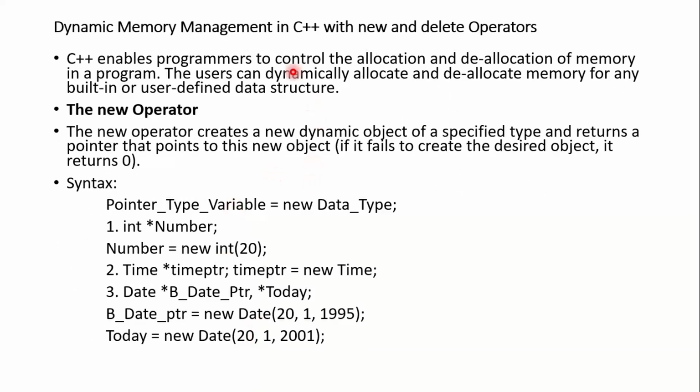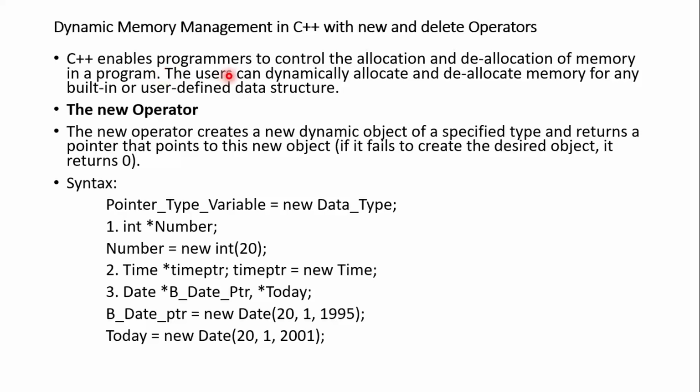Next. In C++, how are you going to manage the dynamic memory? How are you going to allocate memory dynamically in C++ with the new and delete operators? We will discuss what these new and delete operators are. C++ enables programmers to control the allocation and deallocation of memory in a program. This language allows us to control allocation and deallocation of the memory by the programmers only.